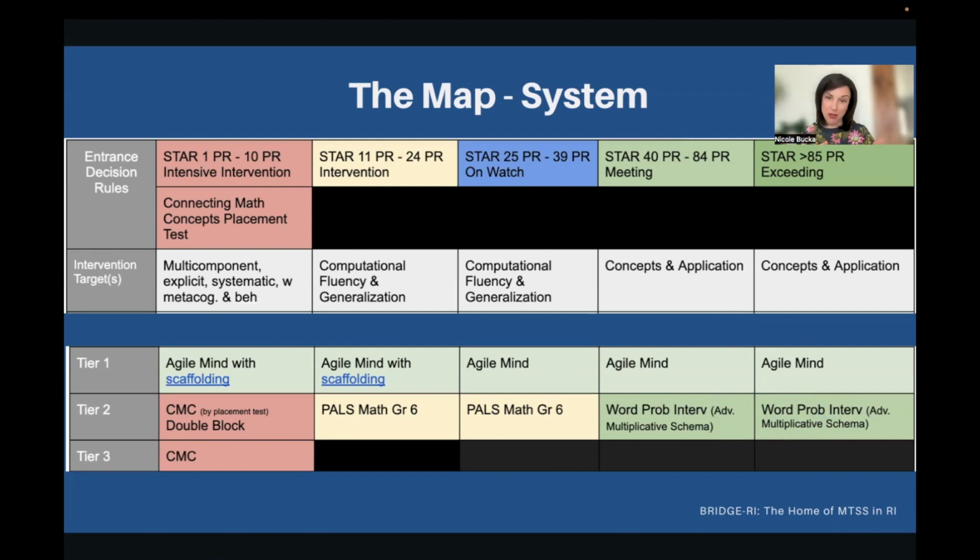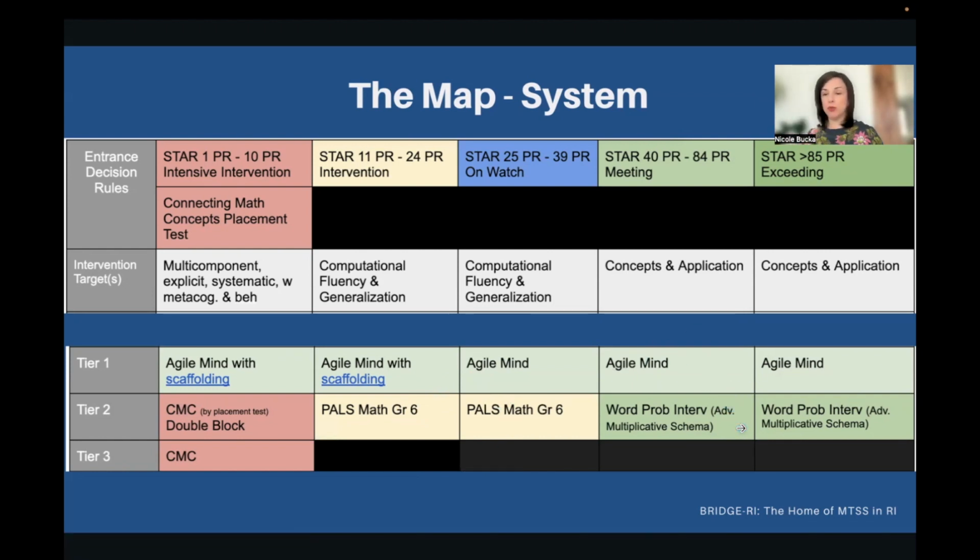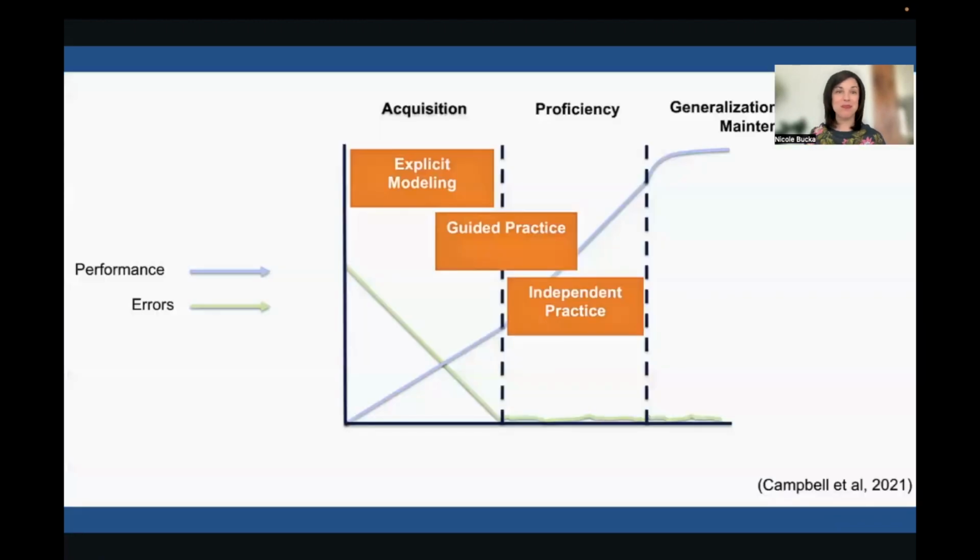If this is the fall, come the winter, some students in here, probably a lot of them, are now moving over here, and everybody just starts moving to the right. We're creating a system. And so you'll notice that there are math stages of learning, right? We know that there are stages that go from acquisition to proficiency into fluency, and then generalization and maintenance. And acquisition means you don't yet have the skill, right? Your performance is low, your errors are high.